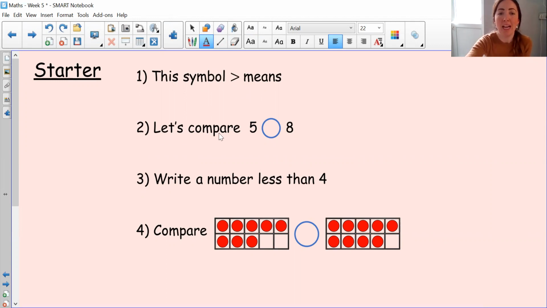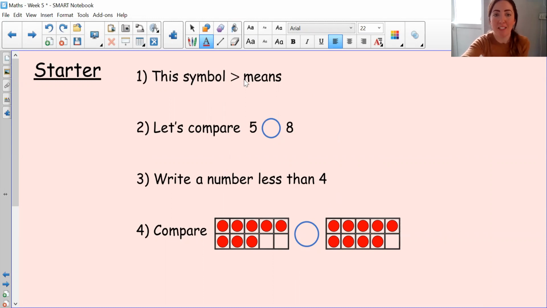And number 2, let's compare 5 with 8. What symbol goes here? Number 3, write a number less than 4. And number 4, compare this 10 frame with this 10 frame. What symbol goes here? Right, let's see what we've remembered.